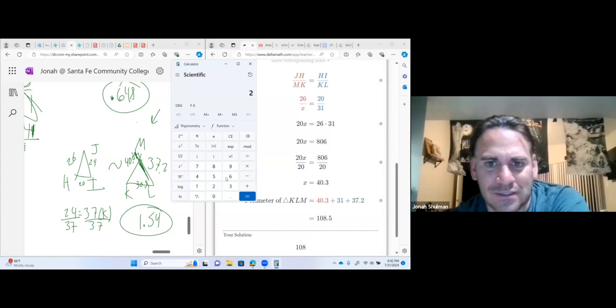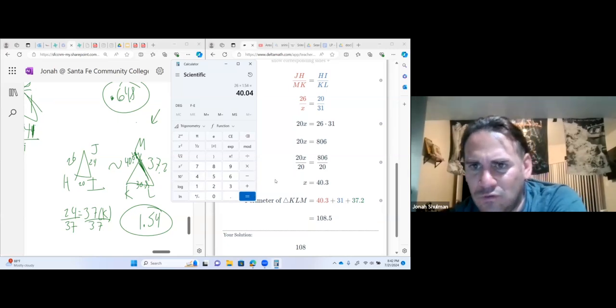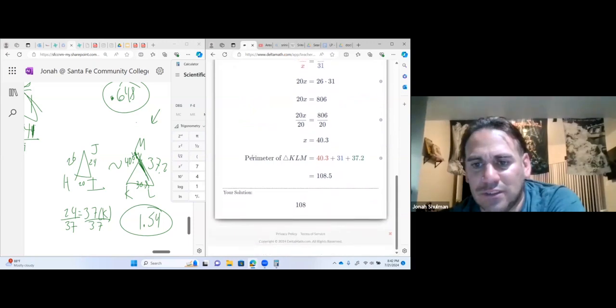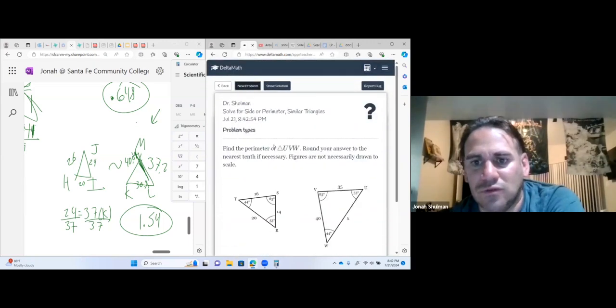So 26 times 1.54 is 40.04. I guess because I didn't use the rest of it. I don't know. We could do a new problem if we want.